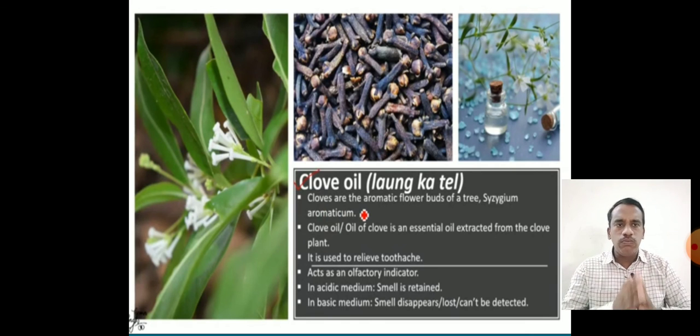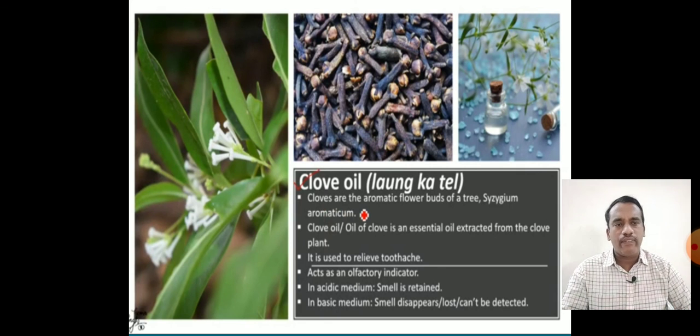If you still get the smell of the clove oil, it indicates that test tube A had an acidic compound. The smell will be retained. But if you don't get the smell of the clove oil, it indicates the compound is a basic compound. So what conclusion can we give? Clove oil also acts as an olfactory indicator. In the acidic medium, the smell is retained, but in the basic medium, the smell disappears or is lost.